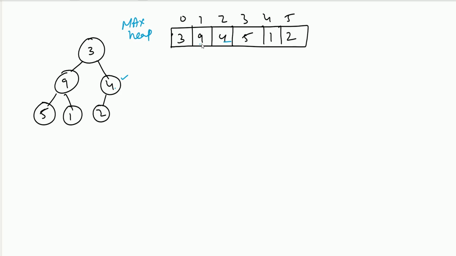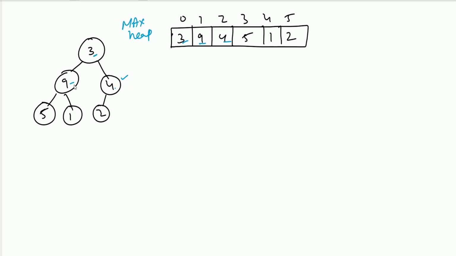Then we will do i minus minus. So we'll go to 9. We will check whether 9 satisfies the property of max heap. Yes, it does. We'll not do anything and we'll do i minus minus. So we'll reach 3. Is 3 following the property of max heap? No, 3 is not following the property of max heap.